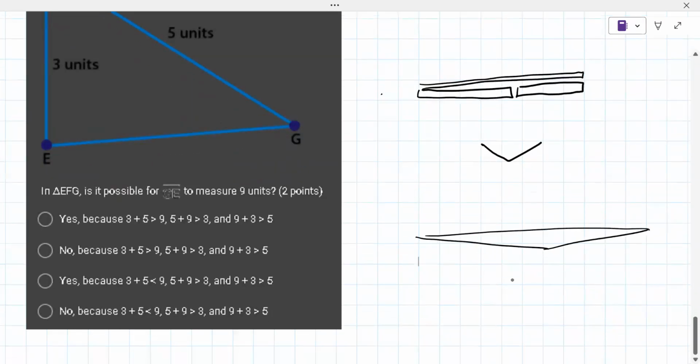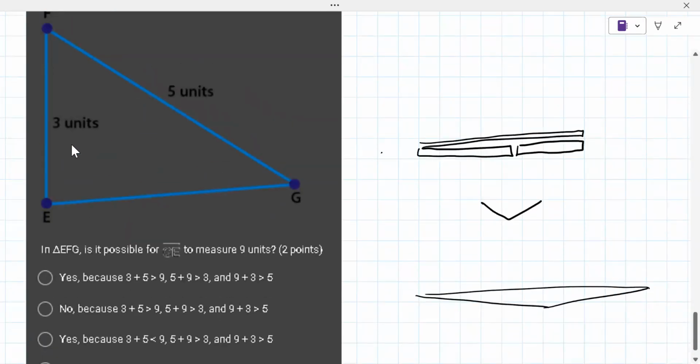And then you can go the other direction. What if we overlay them on top of each other? Then the subtraction of them is the possibility for the third side. So in short, the third side has to be smaller than the sum of the other two sides. So the maximum this other one could be is 3 + 5, which is 8.